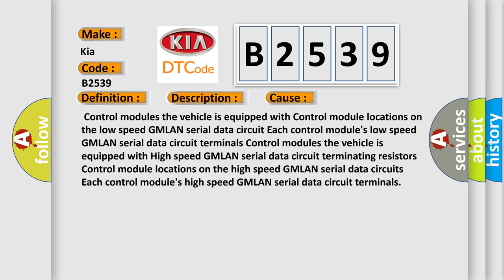This diagnostic error occurs most often in these cases: control modules. The vehicle is equipped with control module locations on the low speed GMLAN serial data circuit. Each control module's low speed GMLAN serial data circuit terminals. Control modules. The vehicle is equipped with high speed GMLAN serial data circuit terminating resistors. Control module locations on the high speed GMLAN serial data circuits. Each control module's high speed GMLAN serial data circuit terminals.